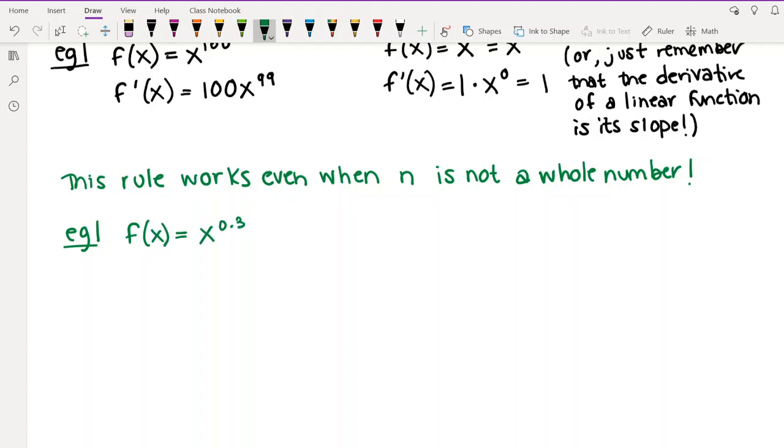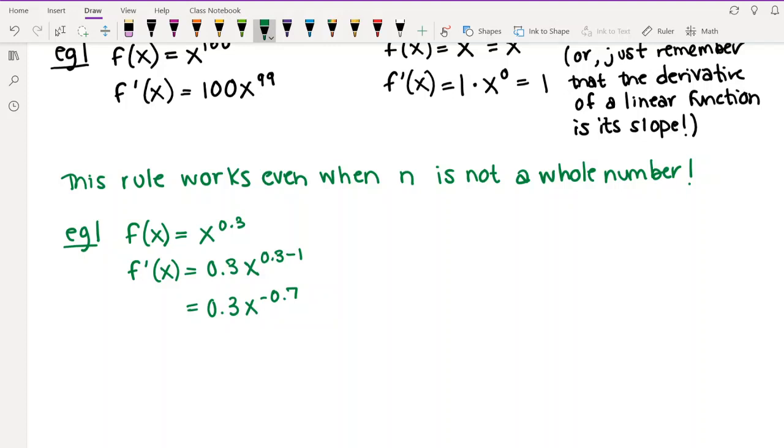Well, you could apply the rule the exact same way that we did above. You could say f prime of x is equal to, we bring down the 0.3, then we have x, and then we would do 0.3 minus 1. I'll write that out first, and then we can actually do that subtraction. So 0.3 minus 1 would be negative 0.7.